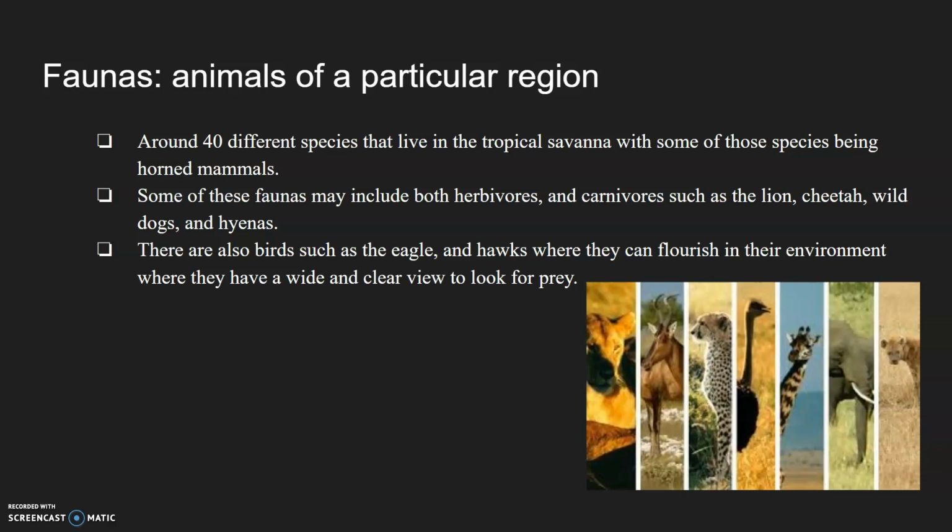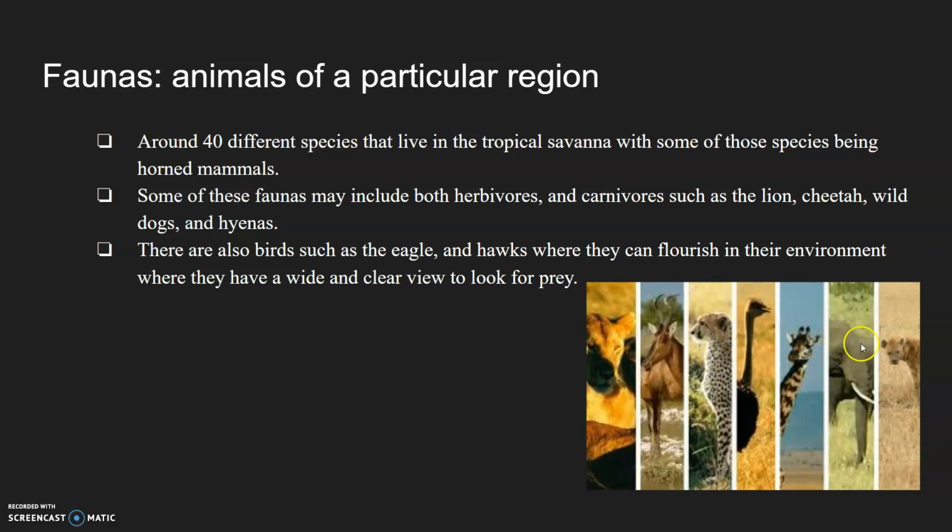So now as we move on, we're going to be talking about the faunas, so animals of a particular region, which is the tropical savanna. Around 40 different species live in the tropical savanna, with some of those species being horned mammals, as we can see in pictures like the elephant right here. Some of these faunas may include both herbivores and carnivores, such as the lion, cheetah, wild dogs, and hyenas.